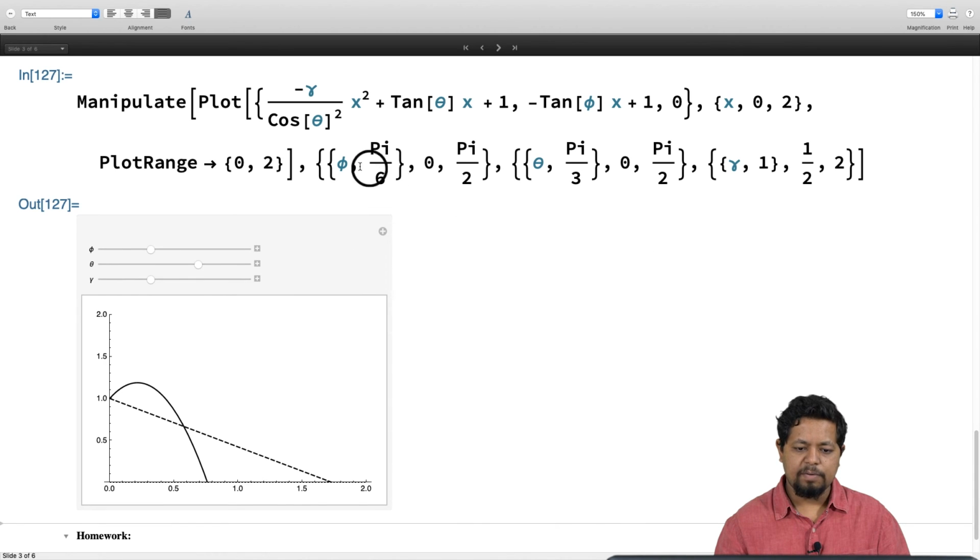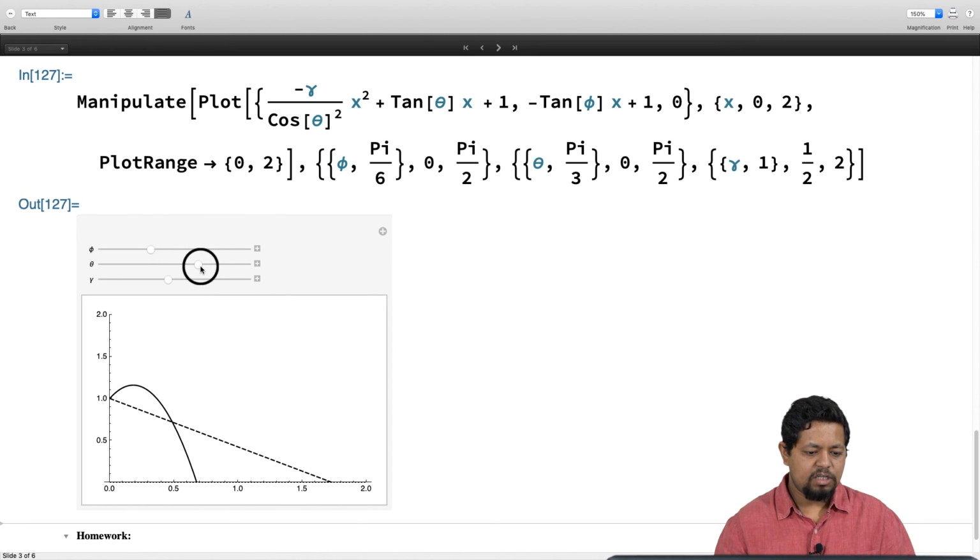I have set some ranges of the parameters for phi, theta, and gamma over here. For example, gamma I have set from half to 2, and I have taken the canonical value as 1. I can go ahead and move the sliders now, and you can see what happens. As I move gamma, the velocity of the ball changes, and as a consequence, the trajectory of the ball changes, and you can see how the solution, that is where the ball falls on the hill, changes.